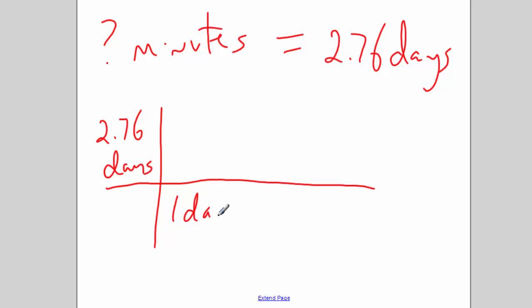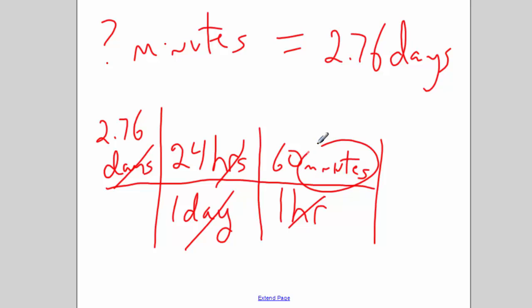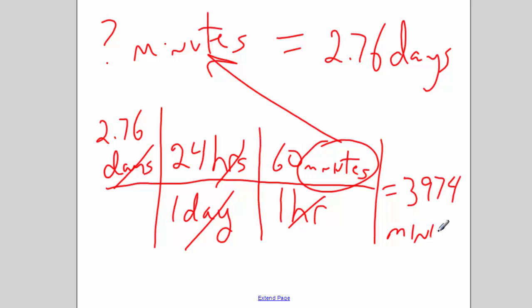What I do know off the top of my head is that for every 1 day, there's 24 hours. And I know for every 1 hour, there's 60 minutes. My units cancel. I'm left with minutes, which is exactly what I want. And now it's 2.76 times 24 divided by 1 times 60 divided by 1. Of course, we can ignore all the ones. So it is just 2.76 times 24 times 60, which equals 39.74 minutes. As to where that gets rounded, that's the subject for another video.